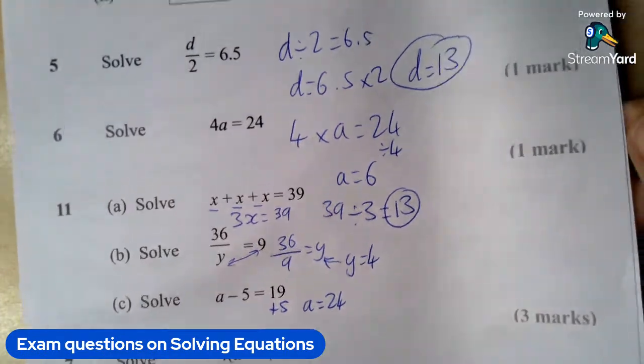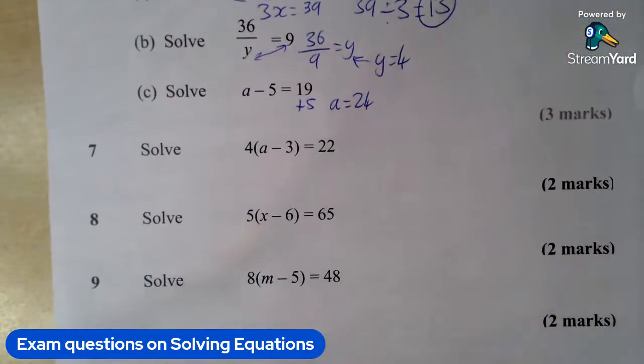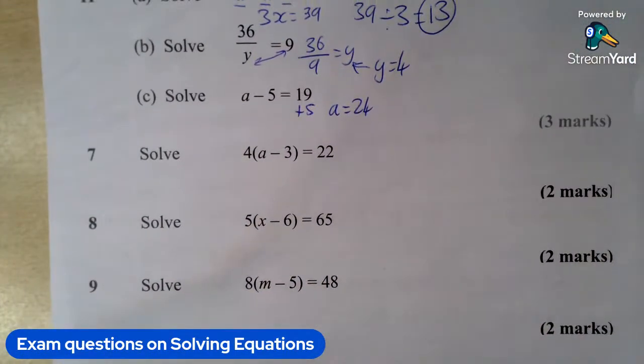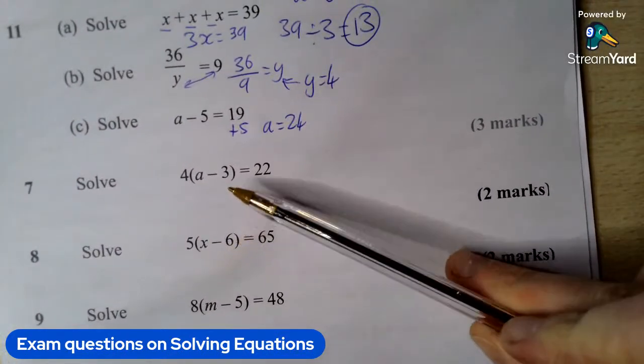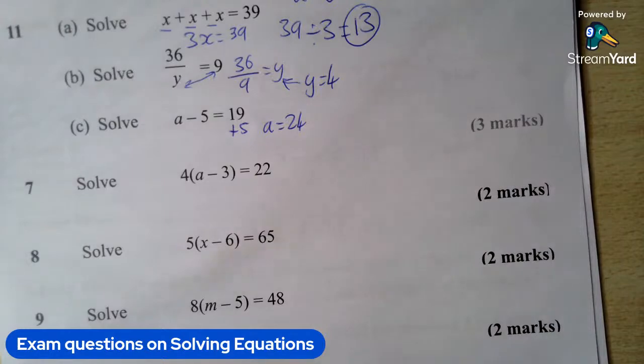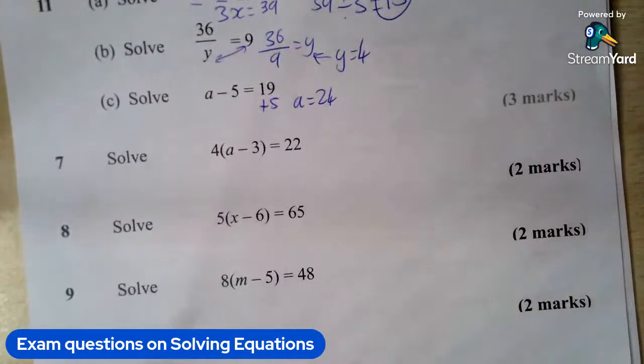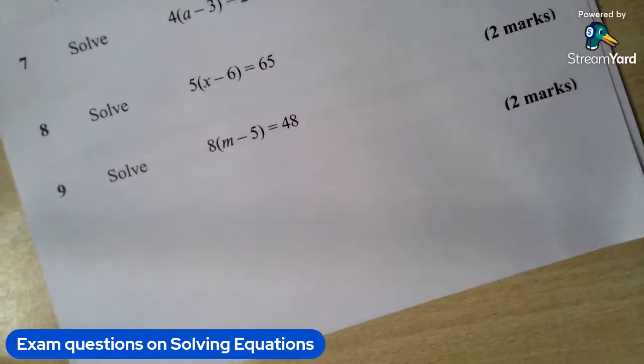Right, let's move further and get a bit more different now, and see what else they could throw at you. So now it is involving some brackets. I'm just going to adjust the light to make it brighter. Hopefully that's a little bit better there. Right, so you've got this one over here.